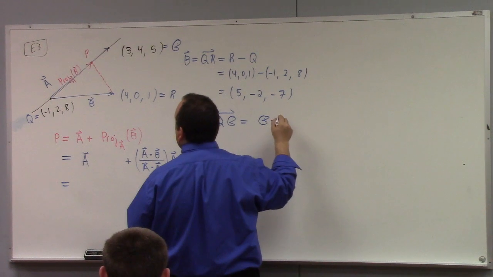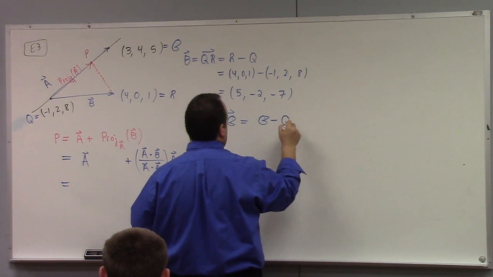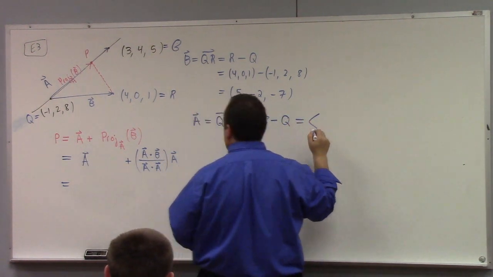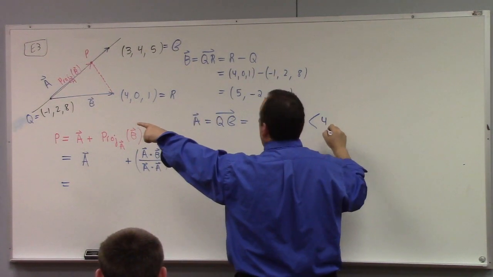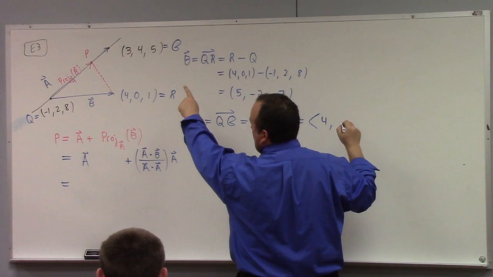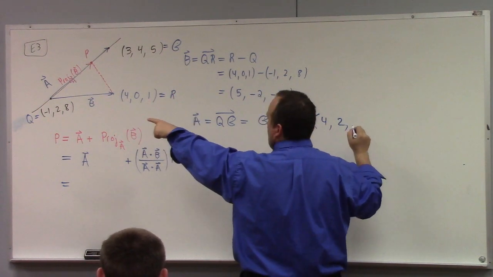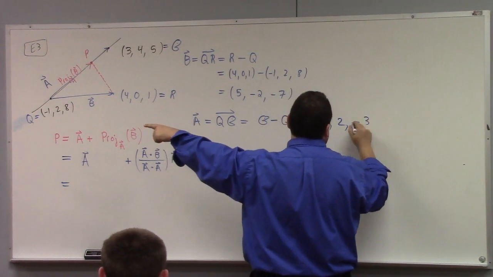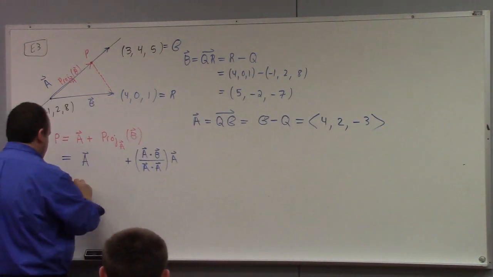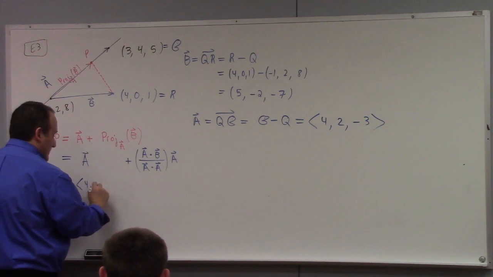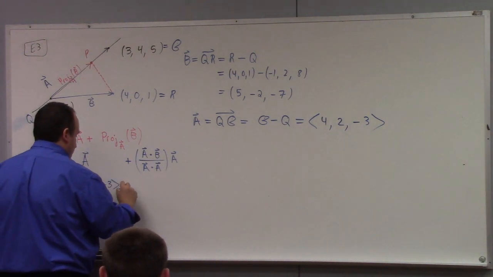Also known as Pac-Man minus Q, right? Which is what? 3 minus a minus 1 is 4. 4 minus 2 is 2. 5 minus 8 is minus 3, right? So in fact, we've got 4, 2, minus 3, plus what?